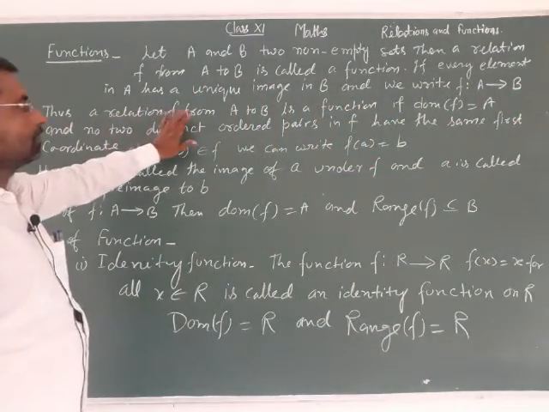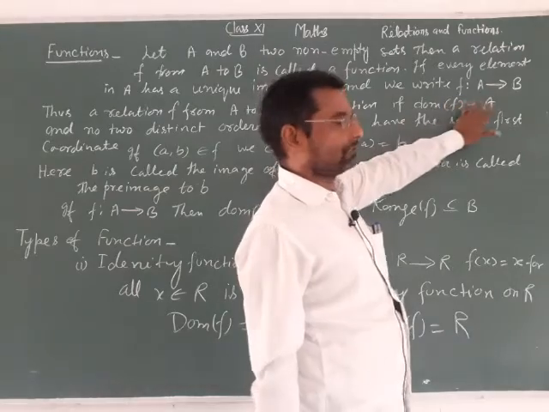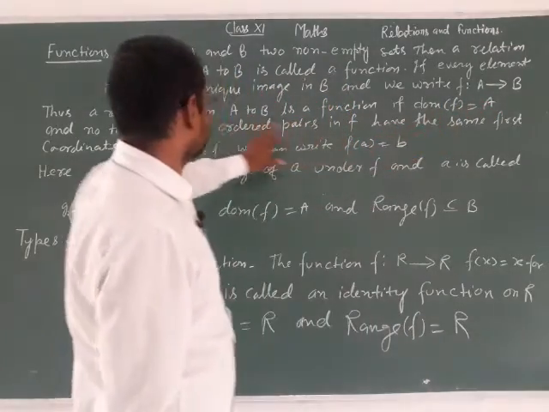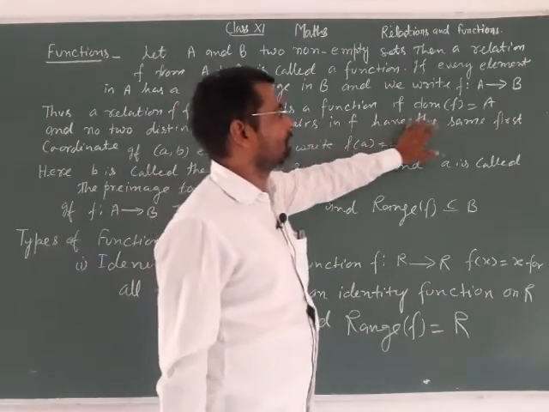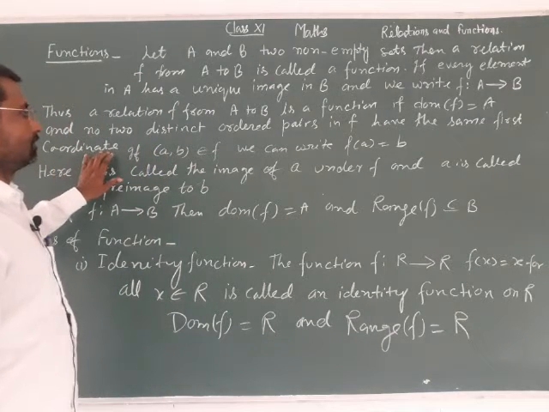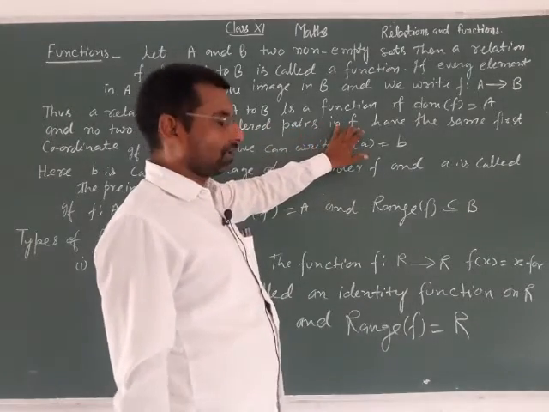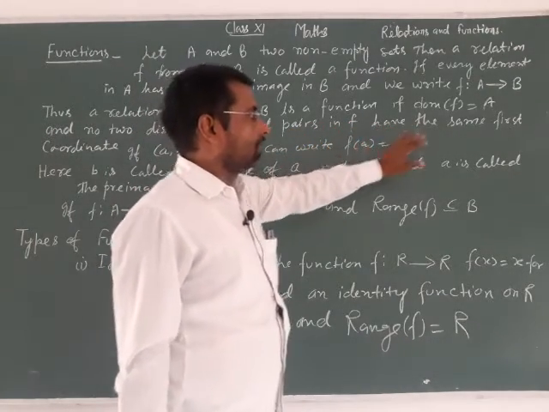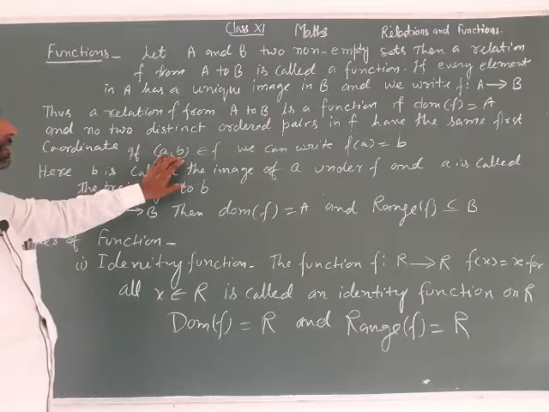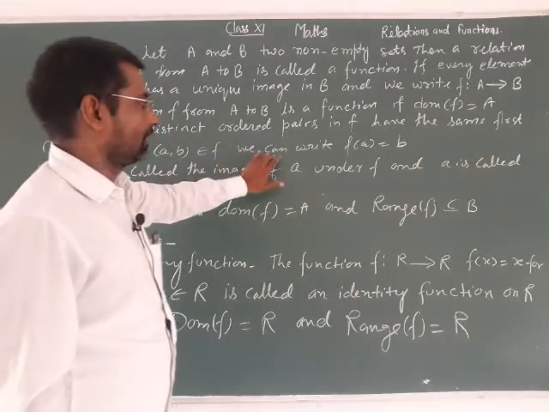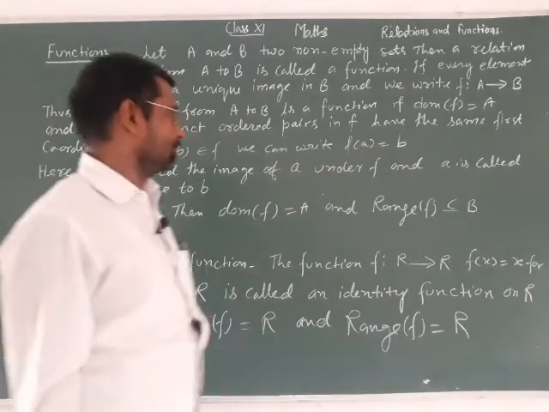Thus, a relation F from A to B is a function if domain F is equal to the set A, and no two distinct ordered pairs in a function have the same first coordinate. If (a, b) belongs to F, we can write F(a) = b.